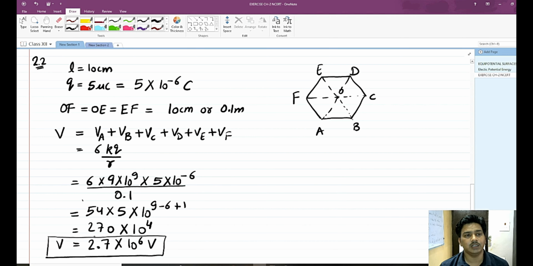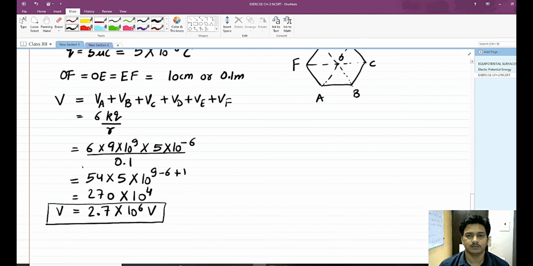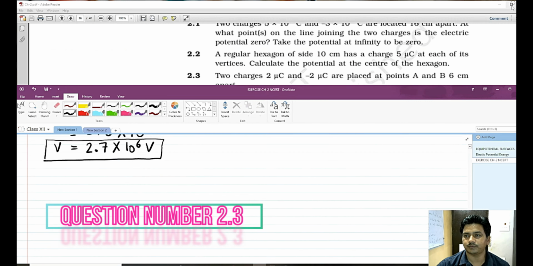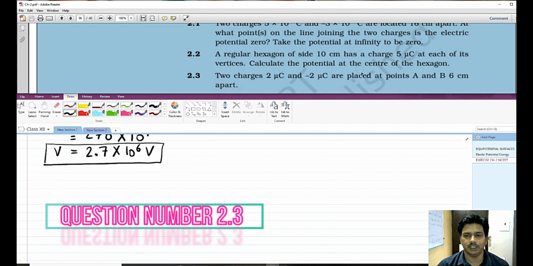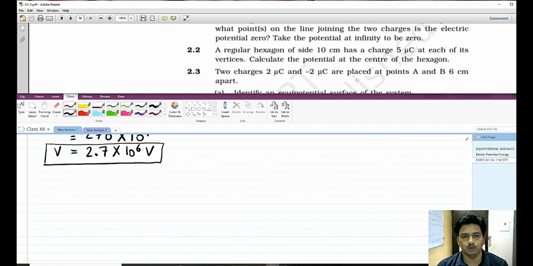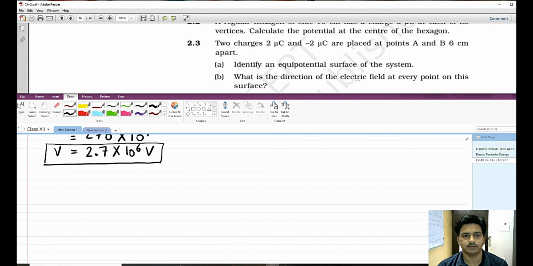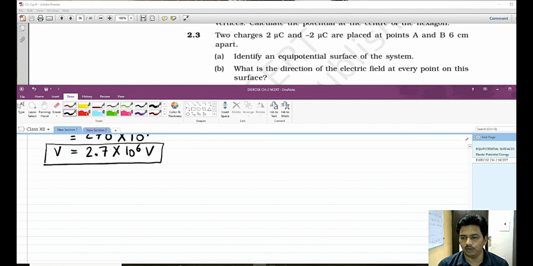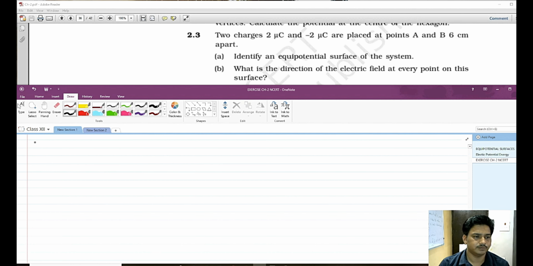So this is the value of electric potential at the center of the regular hexagon. Is it clear? Okay, now the next question is question number 2.3. So let's start to solve question number 2.3.